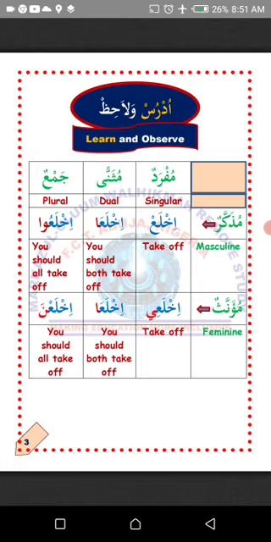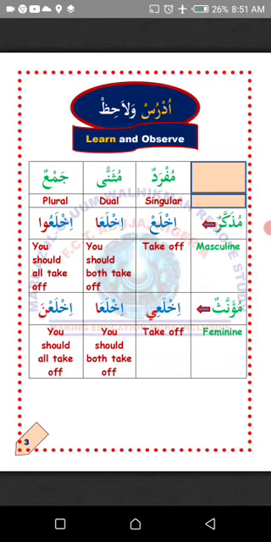Then we talk about mudhakkar. Mudhakkarun, masculine. This is a word in Arabic that represents a male person or a male object. It's just like the verb ikhla can only be used to command a single male person to take off. So if there are two in number, all you need to do is to attach alifun to the last letter.